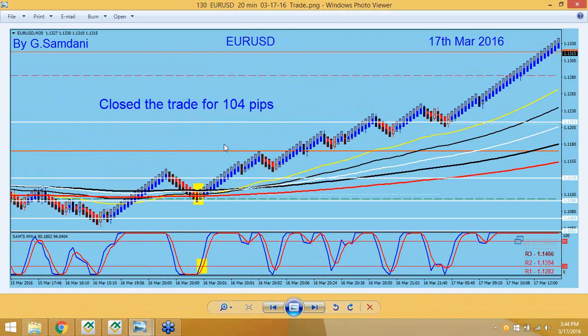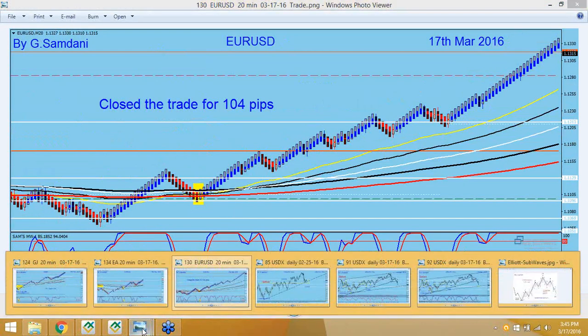By the way, I forgot to save the chart before I closed it, so I just closed it, and then remembered that I forgot to save the chart. But I was expecting it to go up, and it went up. Then I got in. Simple, very simple. If you keep it simple, it becomes easy.